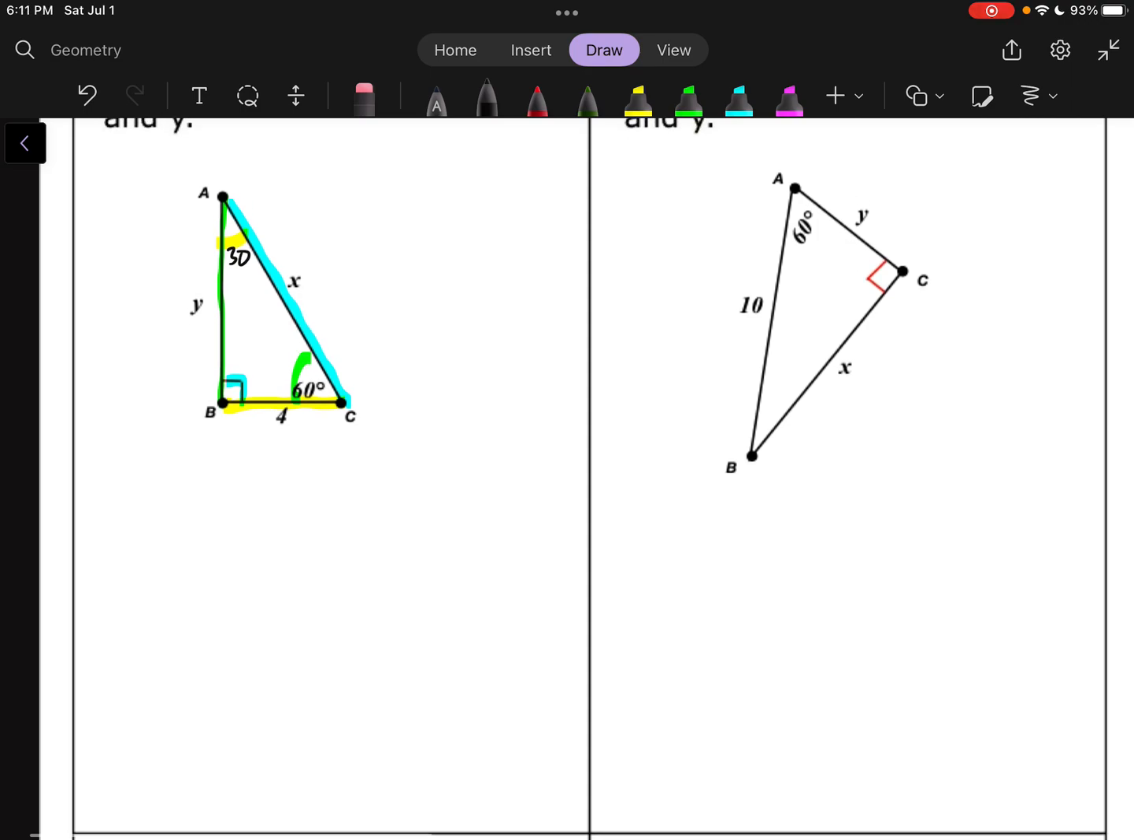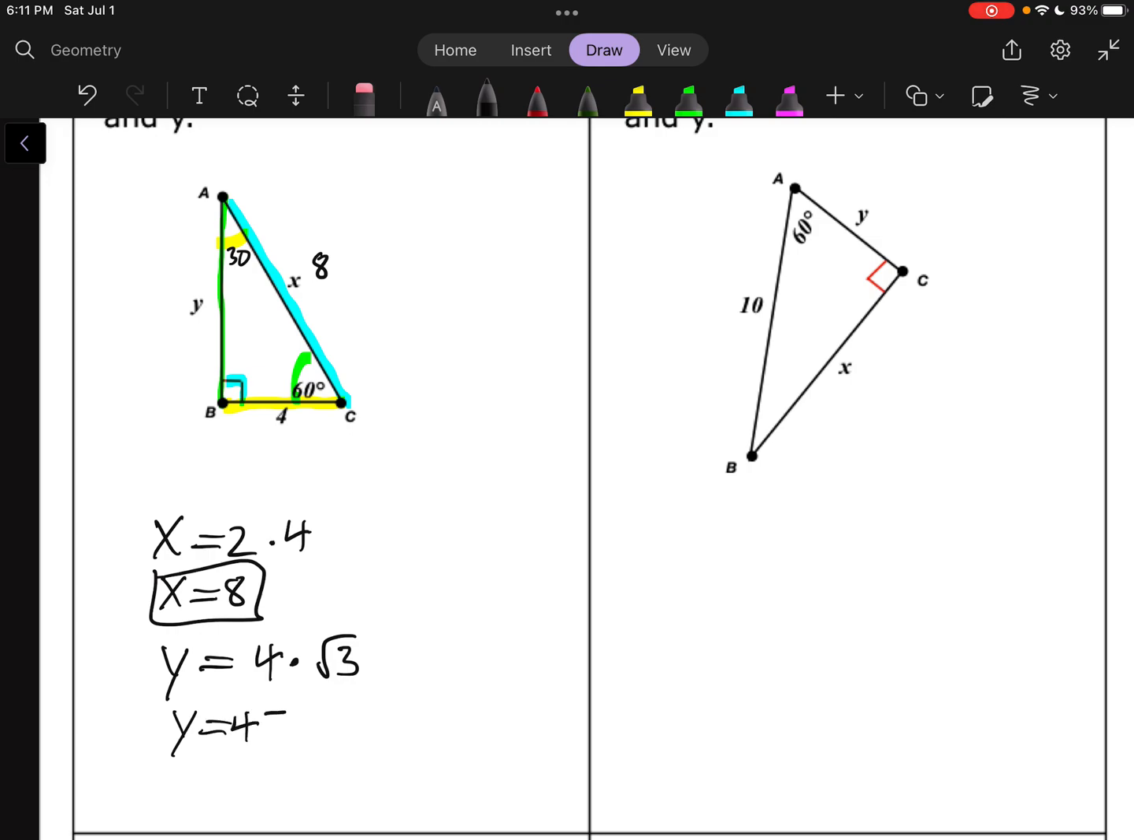So let's find x. X is the hypotenuse. So what did we do to find the hypotenuse? We said the hypotenuse was equal to 2 times the short leg. So that should be x is equal to 2 times 4. X is 8. Okay, now to find the long leg, we said that the long leg was equal to the short leg times root 3. 4 times root 3, they don't mix, they just get stuck together. 4 root 3. That one is a nice little basic one there.